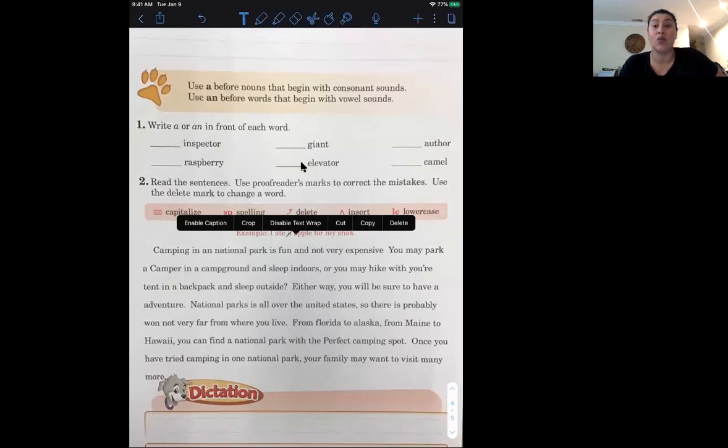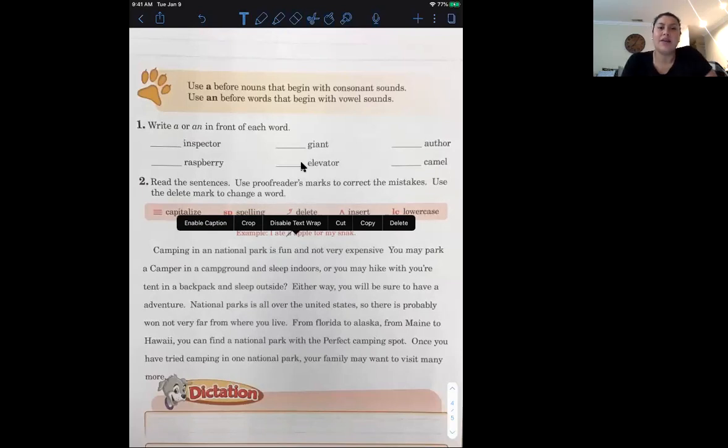So if the word starts with a vowel, you're going to use an, and if it starts with a consonant, you're going to use just the letter A. Are you ready? This one can get kind of tricky and people get a little bit confused, but we're going to go over it together. All right, let's begin.